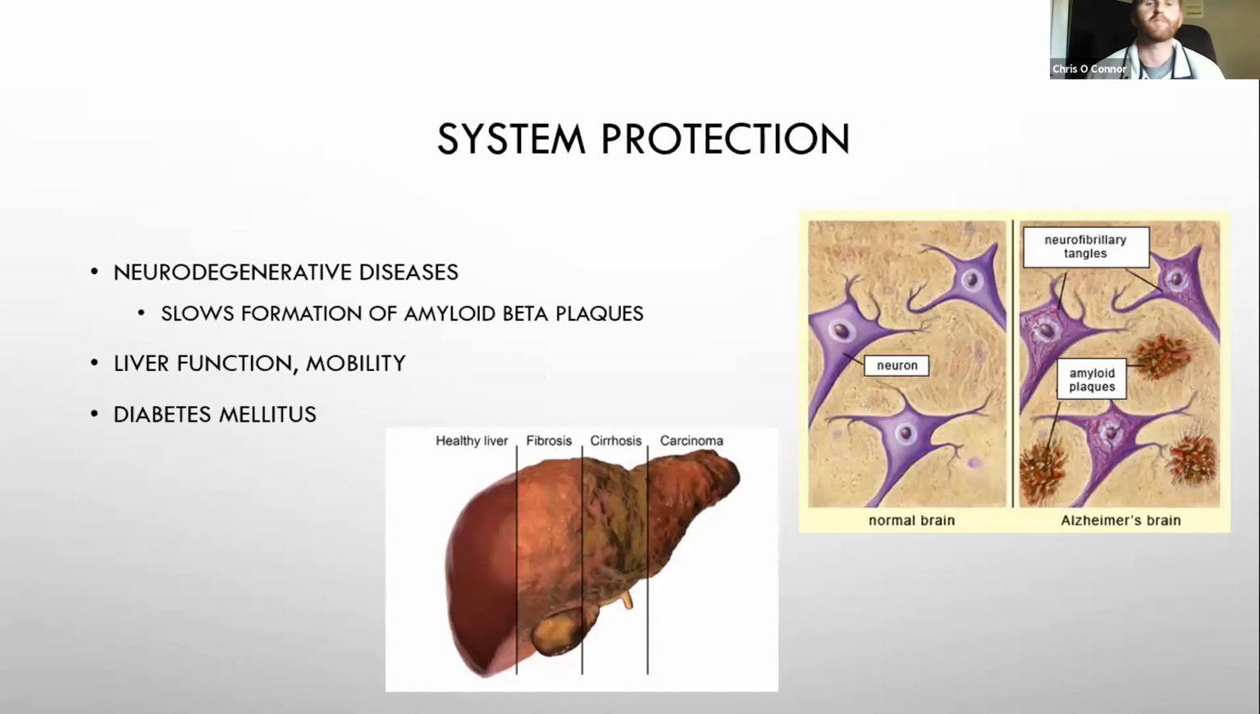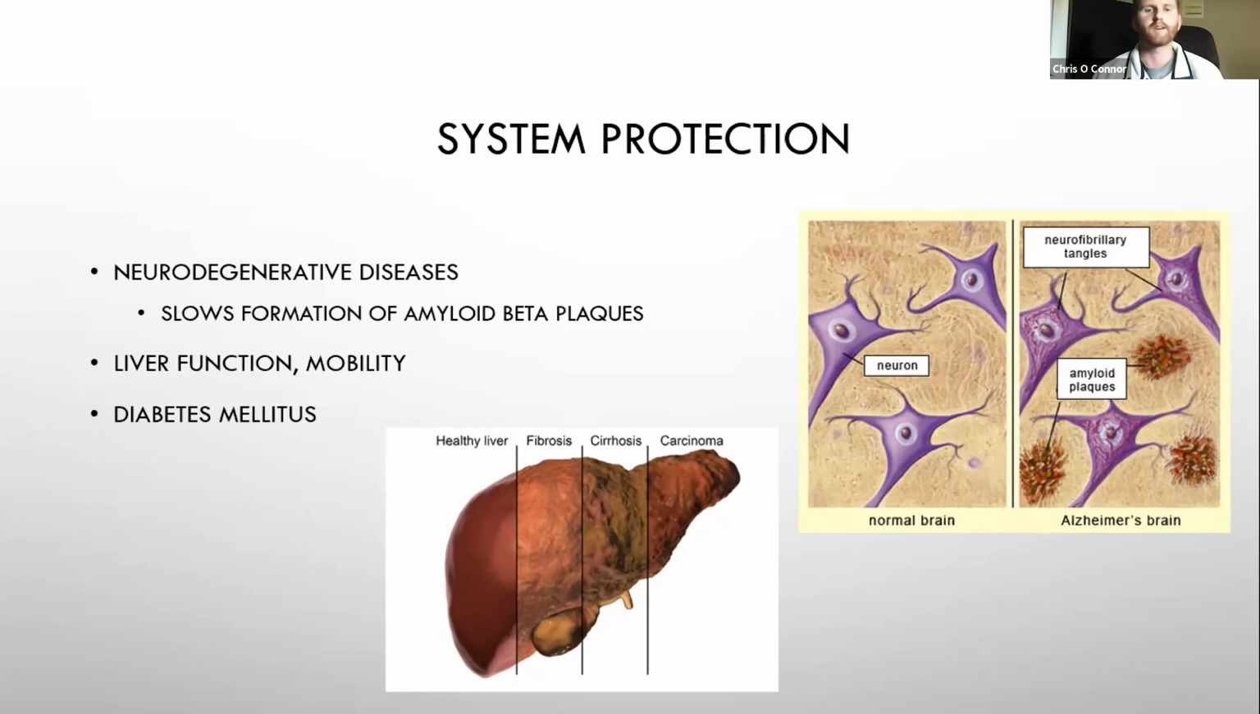So it has a couple of system protections. It's been shown that drinking coffee reduces the risk of developing neurodegenerative diseases. The most common one I found was Parkinson's, which has to do with less dopamine in your brain. Caffeine also slows the formation of amyloid plaques, which is important for Alzheimer's.